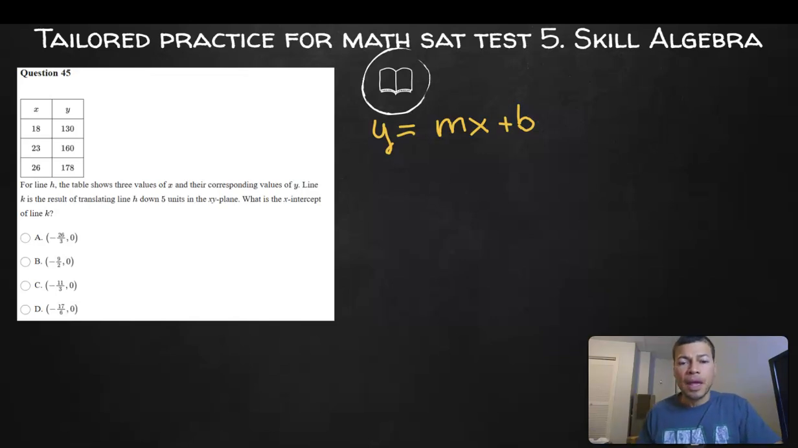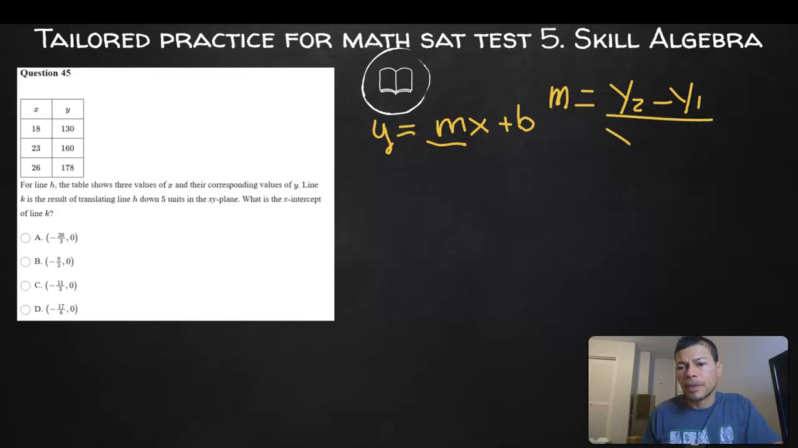So let's do that. We are going to find first m, because we don't have it. So the equation for m, this is how we find it. And my suggestion is that you guys try to memorize it because it's going to make your life easier. So you have y2 minus y1 over x2 minus x1.